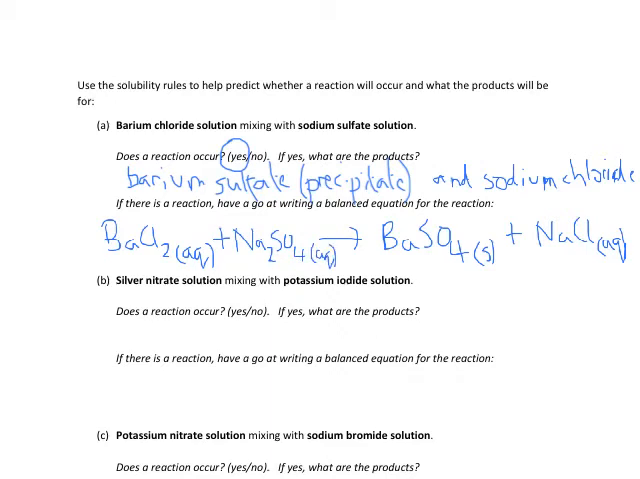And then if I want to write it as a balanced equation, I need to notice something. On the left-hand side, on my reactant side of the equation, I've got 2 chlorine atoms, but on the right-hand side, I've only got 1. On the left-hand side, I've got 2 sodium atoms; on the right-hand side, I've only got 1. So the other atoms are fine. I've got 1 barium there, 1 barium there, 1 sulfur there, 1 sulfur there, 4 oxygens there, 4 oxygens there. So it's just the sodium and the chlorine that are wrong.